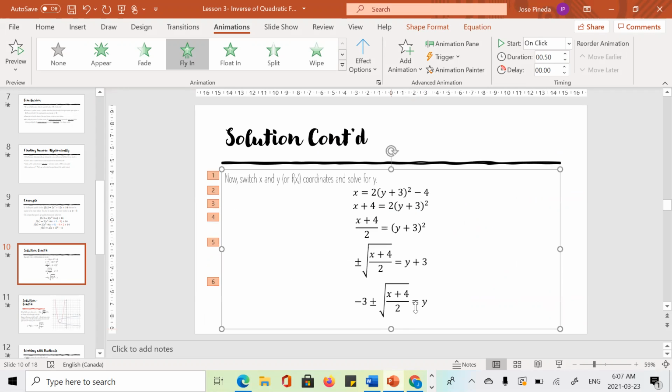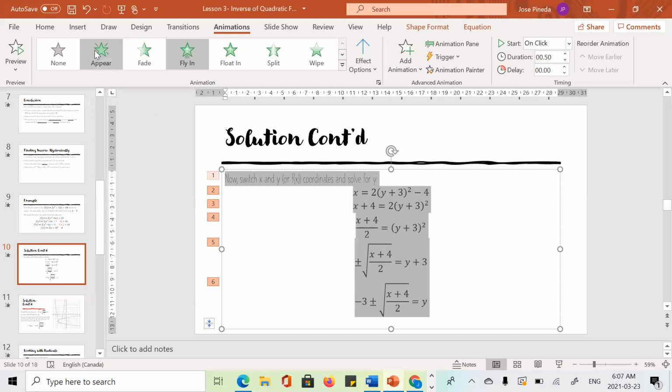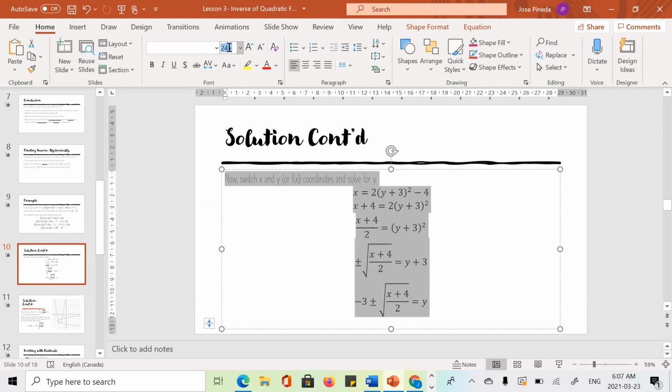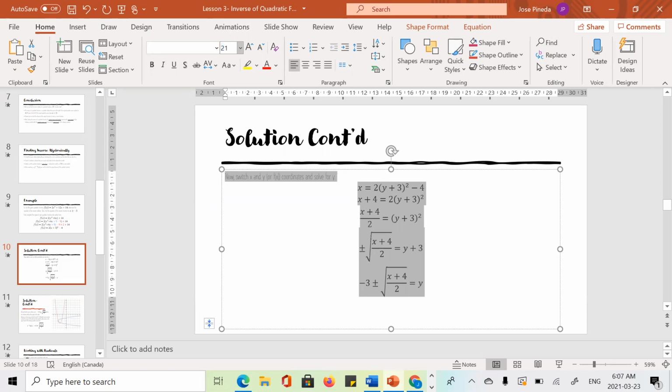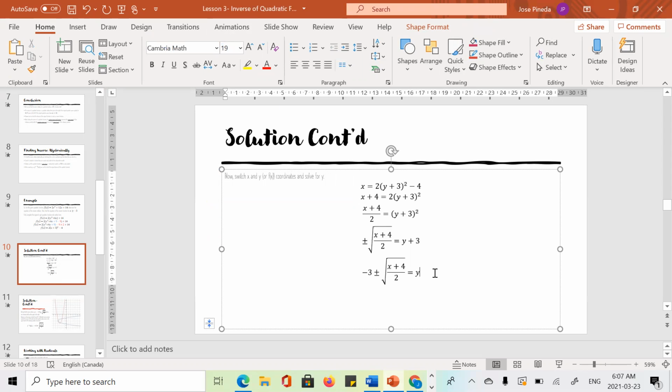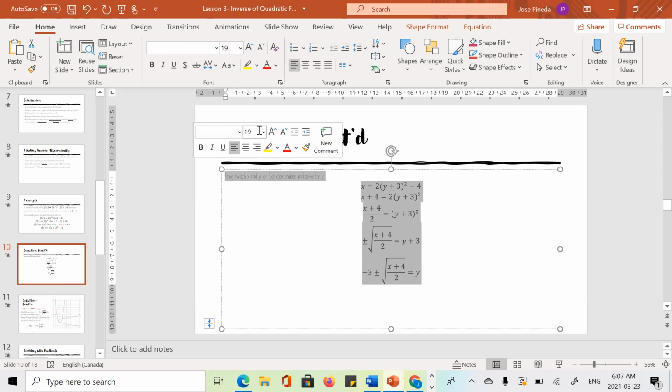So I'm just going to extend this out a little bit. I might as well make it bigger now that I have a bit more space. Okay, sorry guys, let me just try to make this bigger. Oh geez, I'm making it smaller as I go along.